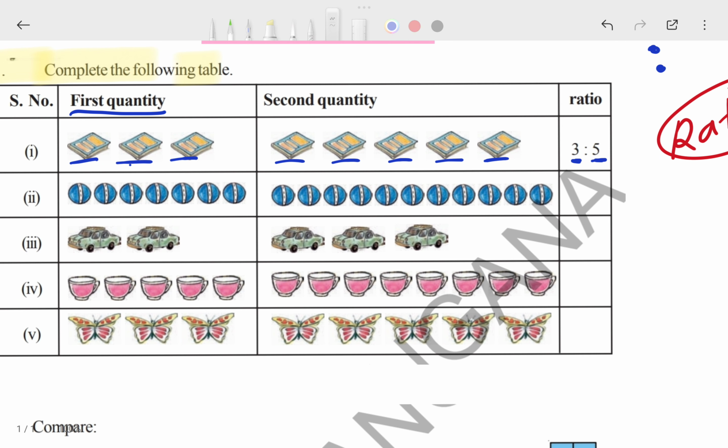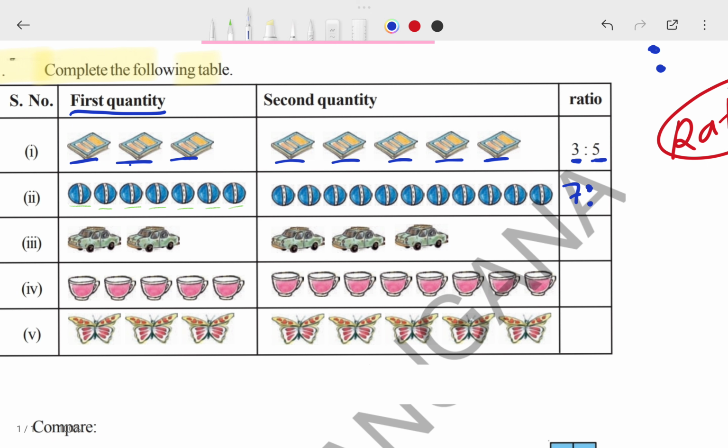So how are we going to do it? Let's count this one. This is 1 2 3 4 5 6 7. How many balls are there? There are just 7 balls. After that, just put a dot like that. Okay, that's the ratio.